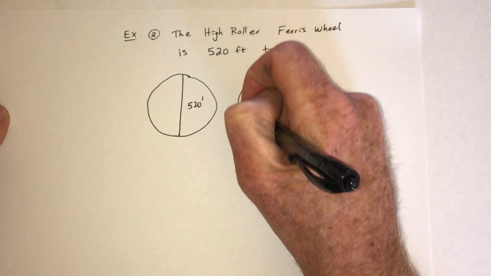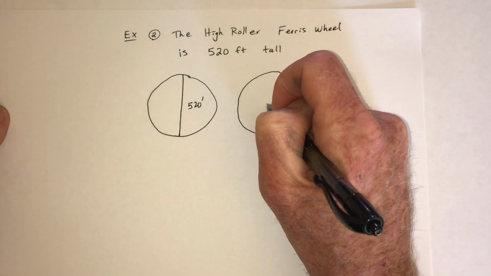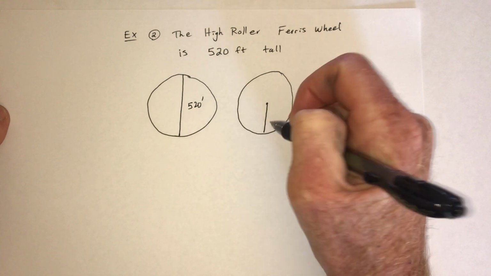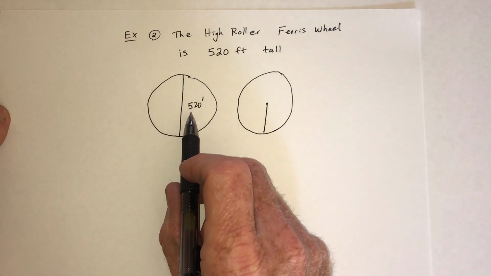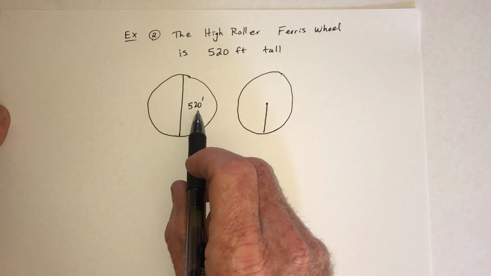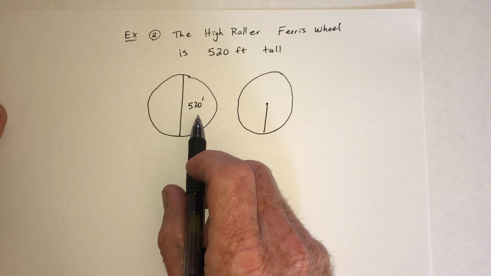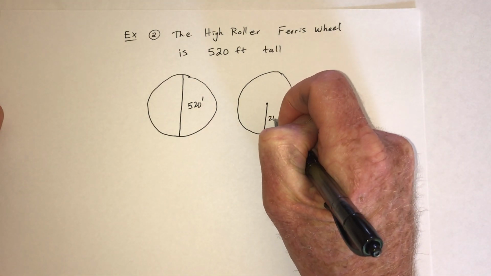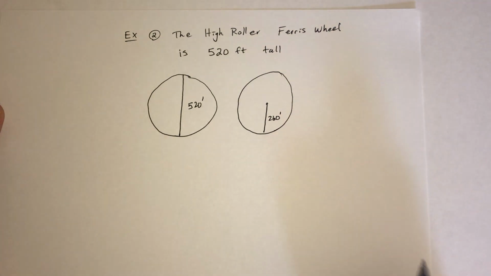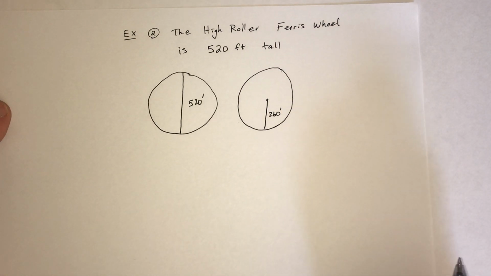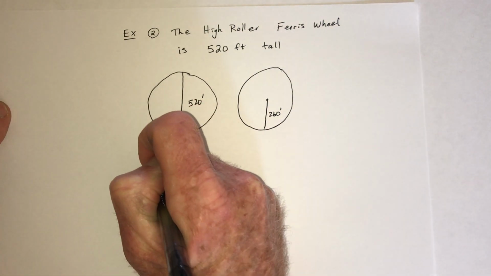So my formulas use radius. So I need to know what's the radius. What's half of that? Well, half of 520, so half of 500 would be 250. Half of 20 is 10, so it's 260 feet for the radius. All right, then for question A.